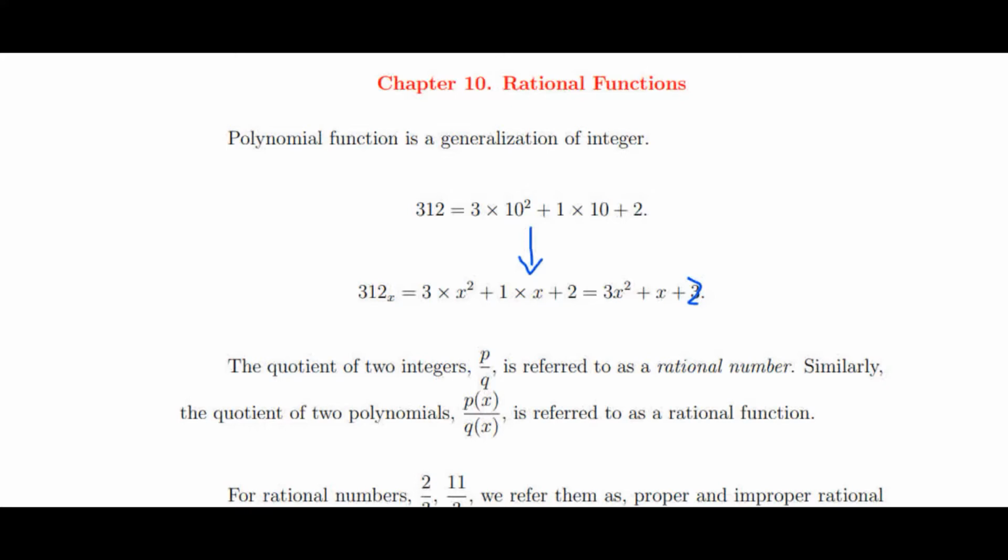So for integer over integer, the p over q, we call such number a rational number. So then for polynomial over polynomial, such a function we call a rational function. So rational function is just a polynomial over polynomial, right?